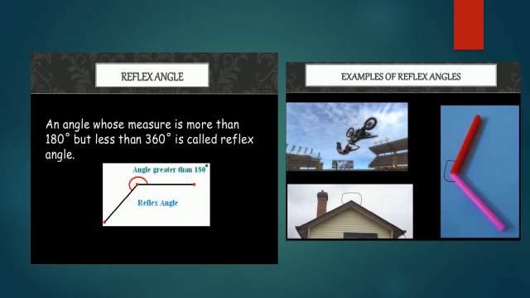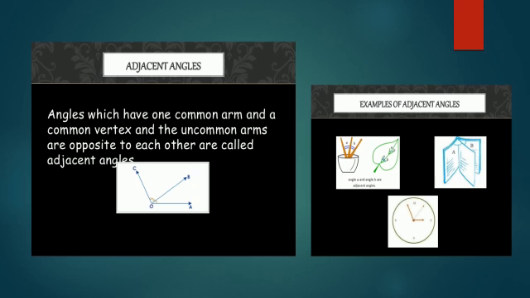Reflex angle, an angle whose measure is more than 180 degree but less than 360 degree is called reflex angle. 180 degree to 360 degree we call it as reflex angle. You can see some examples of reflex angle. A man riding a bike, straw and house. These are the examples of reflex angle.